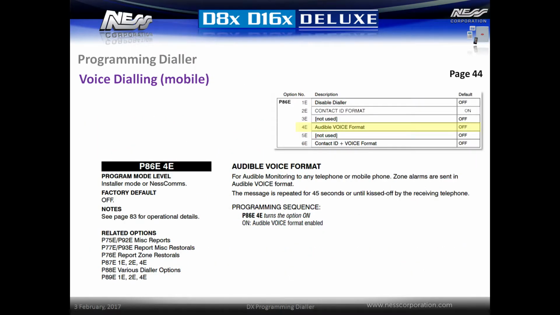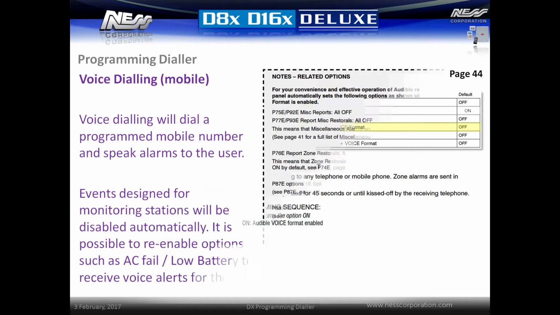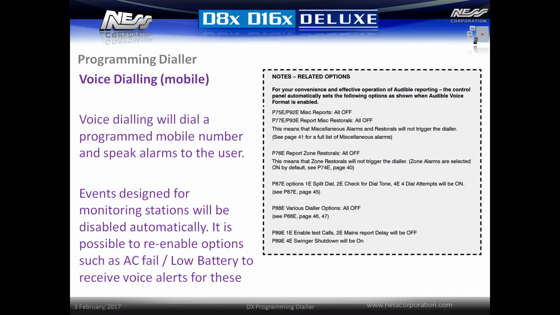To configure the system for dialing a mobile phone, set the option P86E4E to on. This will configure the system for audible voice format reporting and will send reports to a mobile phone via voice message. Voice dialing will dial a programmed mobile phone number and speak alarms to the user. Events designed for monitoring stations will be automatically disabled.